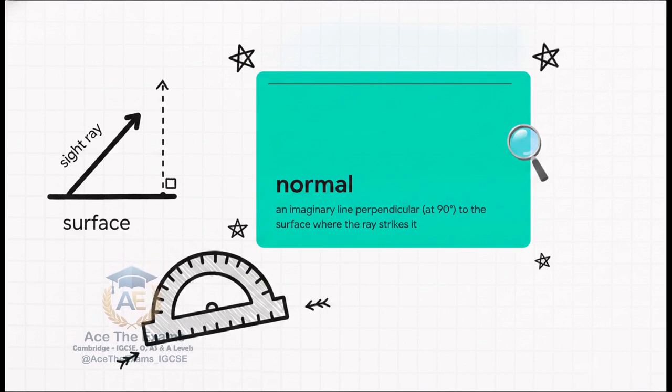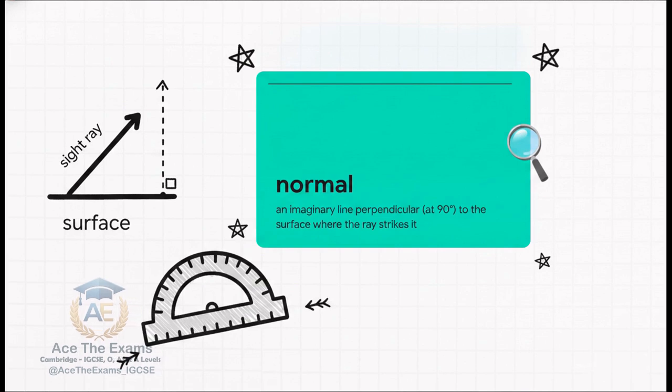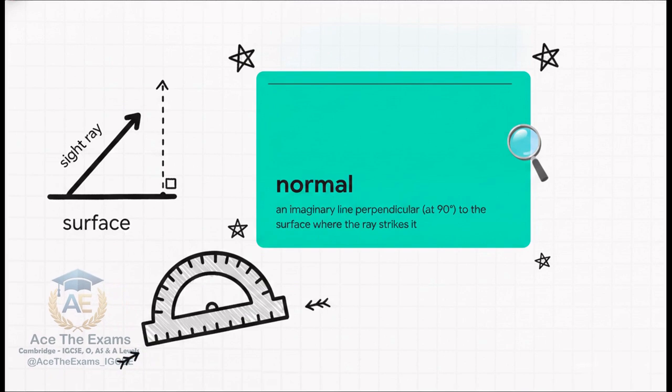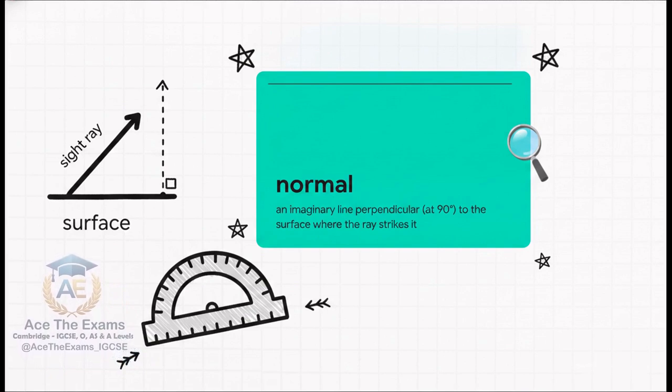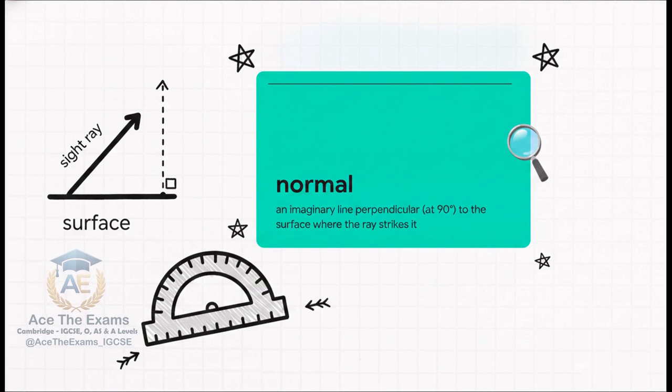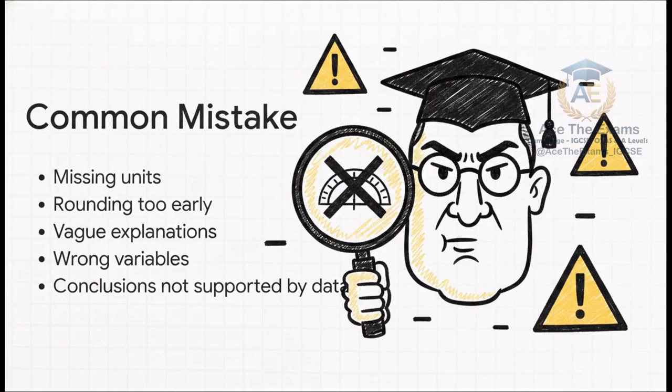It's defined super clearly. The normal is an imaginary line that is perpendicular, meaning exactly at 90 degrees or a right angle, to the surface right where the ray strikes it. You absolutely need a protractor to determine this precise degree of turn. Trying to freehand this is basically a fast track to losing marks, no matter how good you think your internal spirit level is.